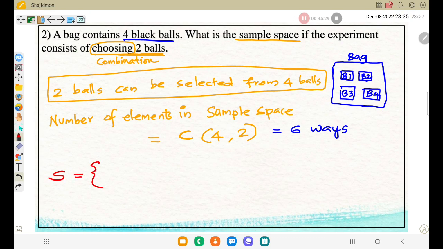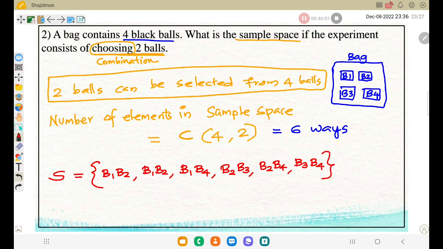Can you tell me the options? 6 options. What are the balls? First we select 2 balls. For example, ball number 1 and ball number 2 I am choosing. This is one option, correct? What is the next option? Ball number 1 and ball number 3. Second option. Ball number 1 and ball number 4, third. Then ball number 2 and ball number 3, then ball number 2 and ball number 4, and ball number 3 and ball number 4, correct? So how many options are there? 1, 2, 3, 4, 5, 6 options we are getting. 6 ways we can choose.